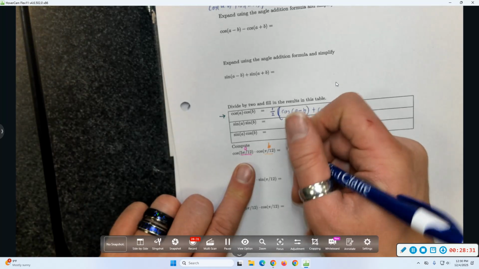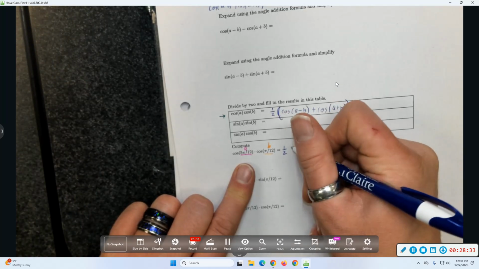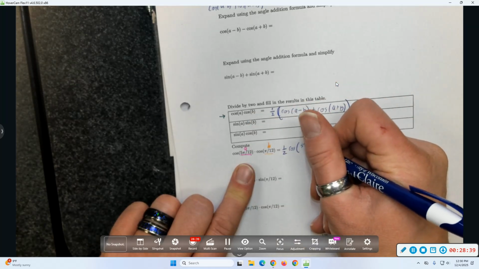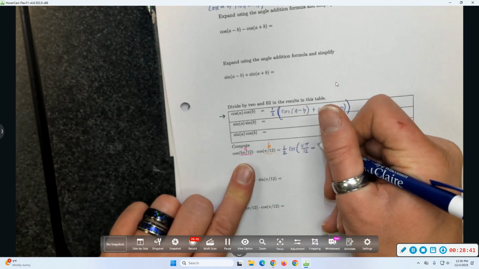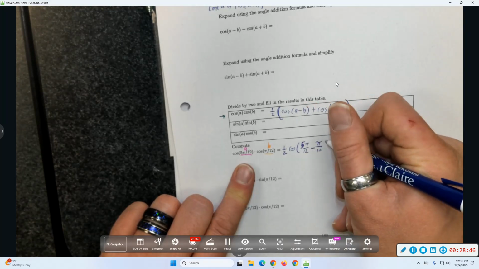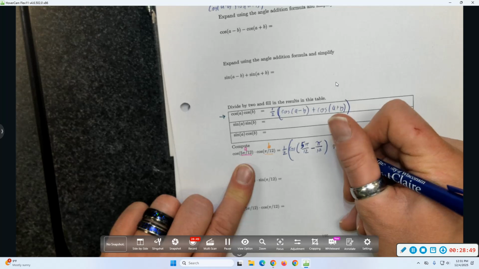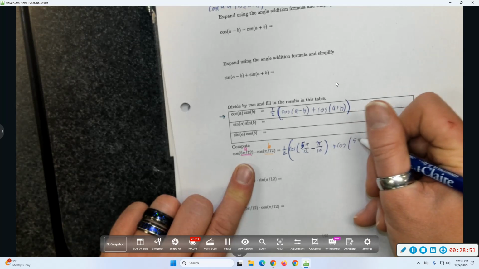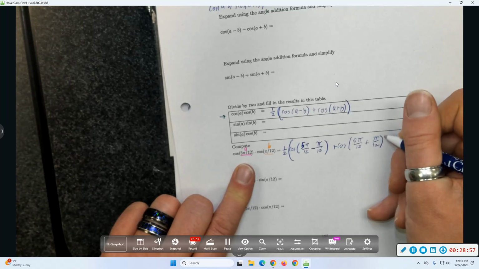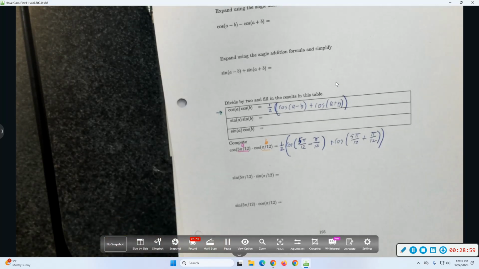So if you do that, let's see what we get. I see 1/2 cosine of A minus B. So that's 5 pi over 12 minus pi over 12. Plus cosine of 5 pi over 12 plus pi over 12. Cool. So far that doesn't seem that impressive, right? There's not much there. Let's see what we can do.